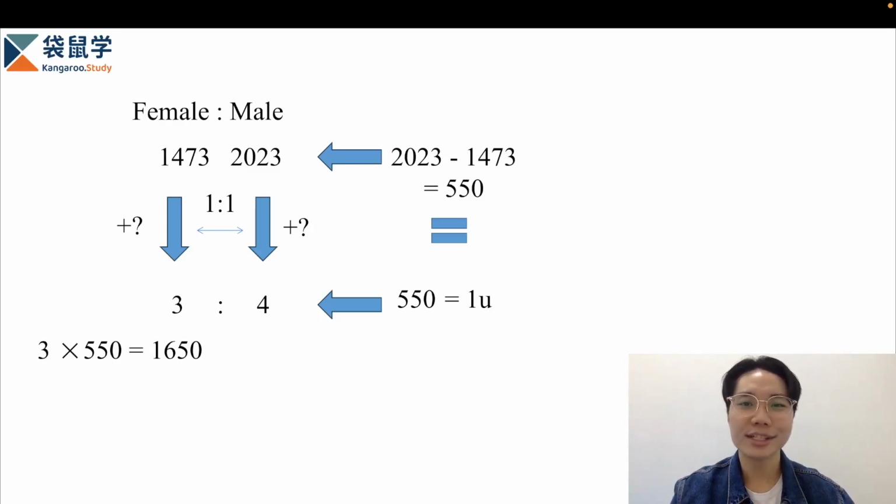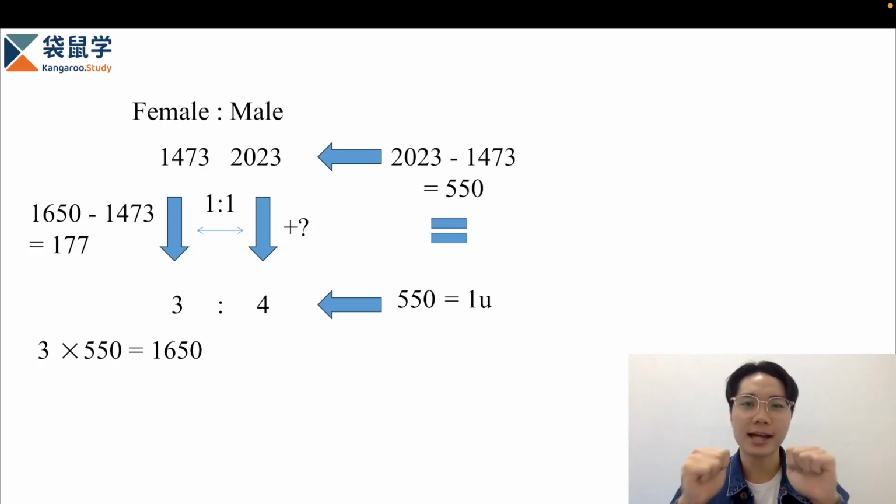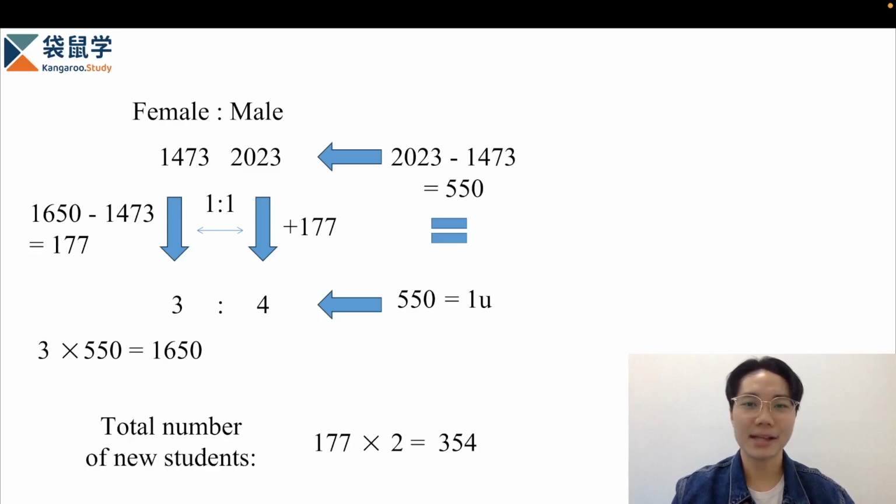So the number of new students is the difference. 1650 minus 1473, which gives us 177. And we know the number of students added to both groups are the same. So the number of new male students added will also be 177. Now, to find the total number of new students added, what should we do? We can take 177 multiplied by 2 and we get 354. And there we have our answer.